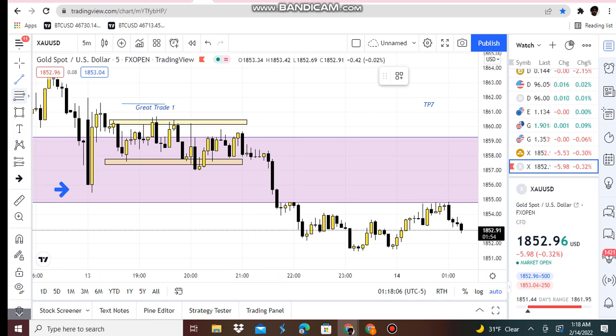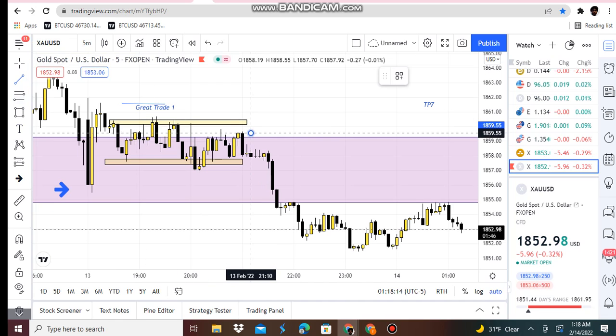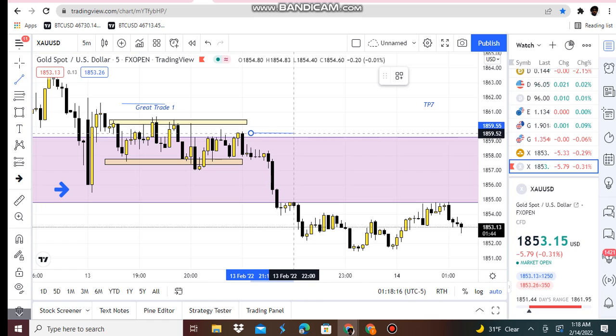Then you could have gotten in for another trade right here. Boom, you could have gotten in for another trade once price made a lower high. Boom. On the 15 and the 5 minute, we're looking for entries.